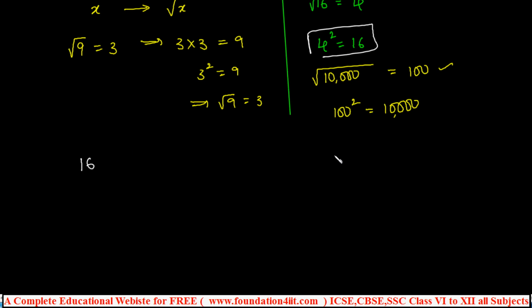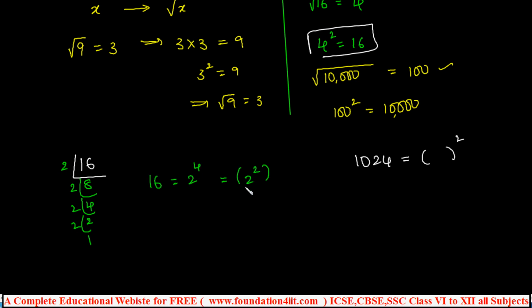If it's a small number it's easy, but for a big number, for example 1024, which number's square is this? First of all, is it a perfect square or not? Perfect square means if you can write a number as the product of two equal numbers. For 16 we can do the factorization method. 2 8s are 16, 2 4s are 8, 2 2s are 4 and 2 1s are 2. So 16 is 2 to the power 4, which means (2 square) whole square. 2 square is 4, so 16 is equal to 4 square. According to this, the square root of 16 is equal to 4.